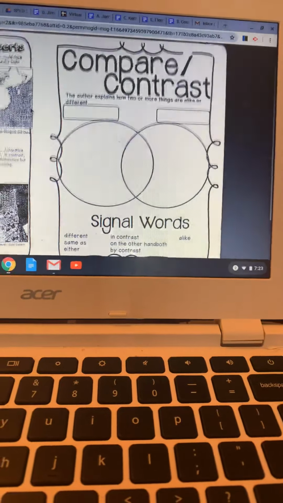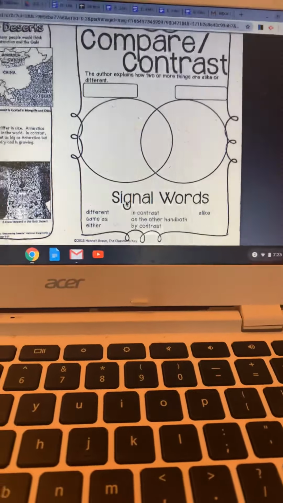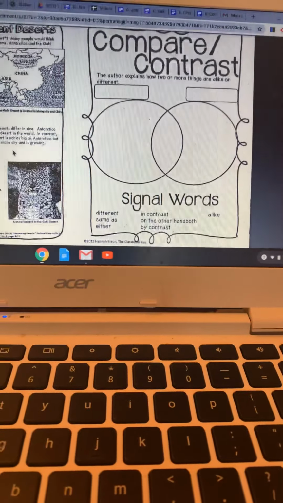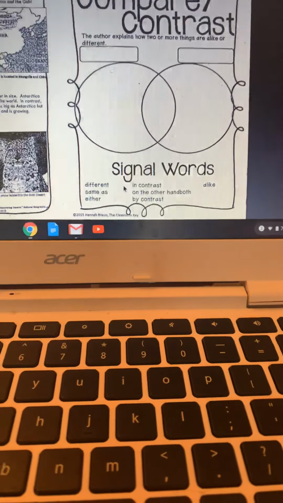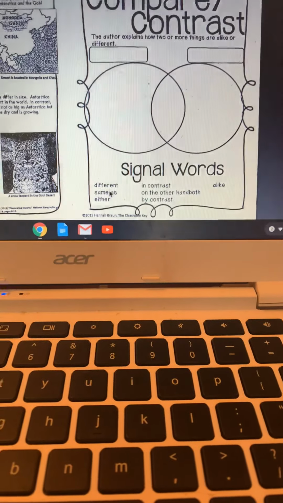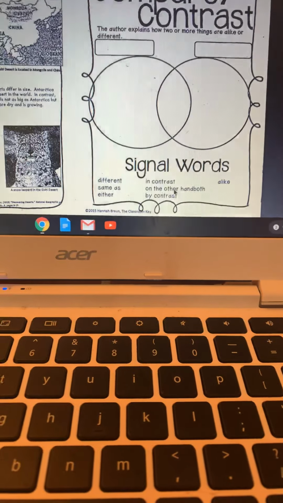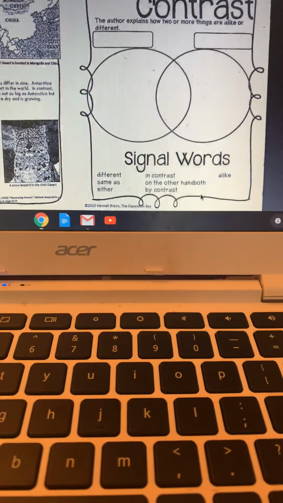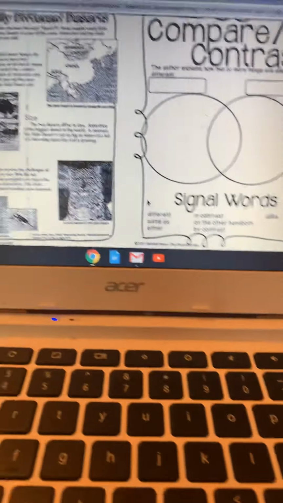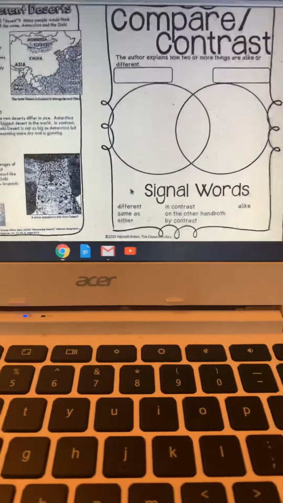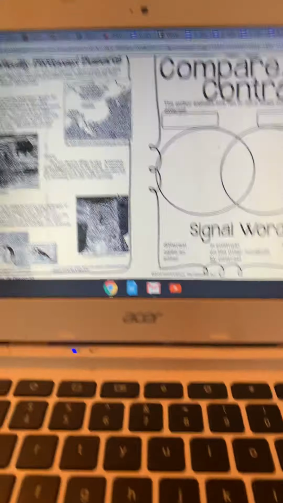So at the bottom of your graphic organizer, you have some signal words. These will a lot of times help you to figure out that the passage is in compare and contrast, which is the organizational pattern for that. So let's look at these words, okay? Different, same as, either, in contrast, on the other hand, or both, by contrast, and alike. So as I'm reading the passage to you today, I want you guys to either highlight, underline, or circle these words if you find them in the passage, okay?